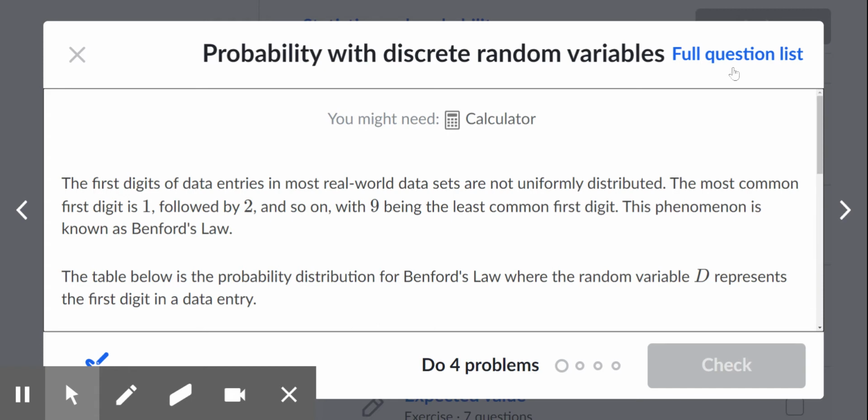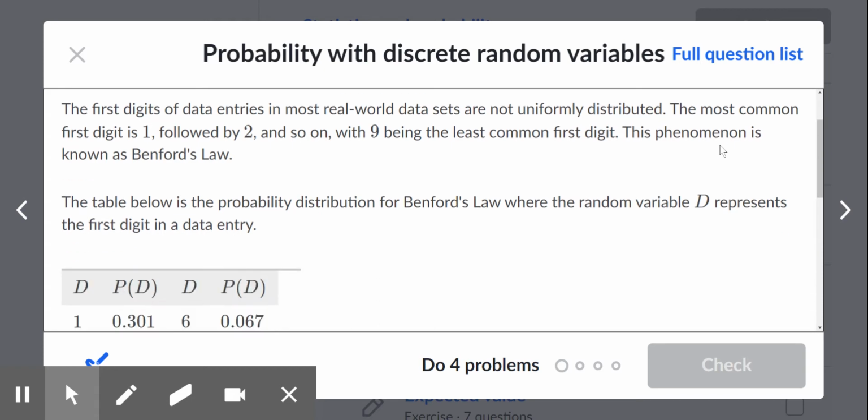So for discrete random variable, for example, if you look at this: the first digits of data entries in most real world data sets are not uniformly distributed, right? The most common first digit is 1, followed by 2, and so on, with 9 being the least common first digit. This phenomenon is known as Benford's law. I don't know about such a law, but there we go.